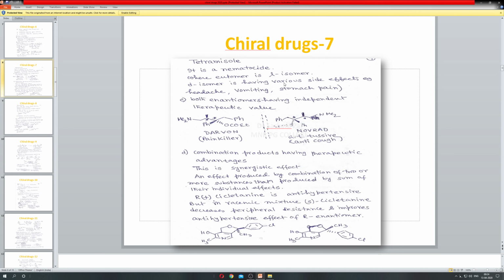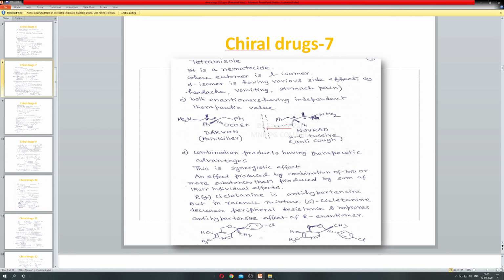like this. So A category is where the distomer does not have any side effect. B category is where the distomer has toxicity. Now the C category, we will switch over to the C category, where both enantiomers have different medicinal importance, meaning therapeutic value. And the most popular example under this category is Darvon and its mirror image Novrad.